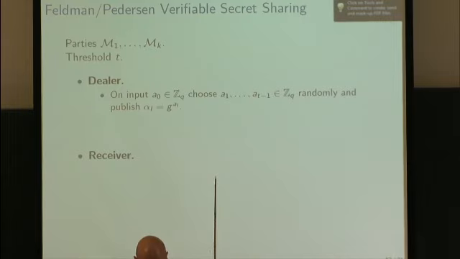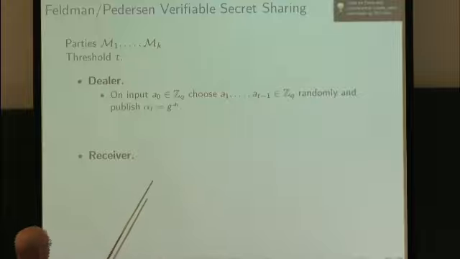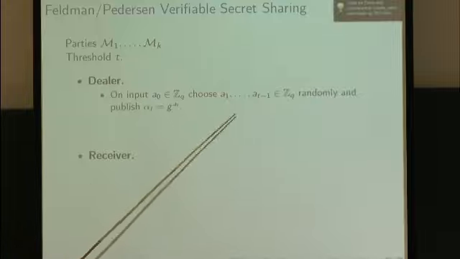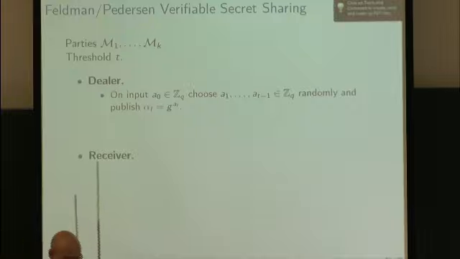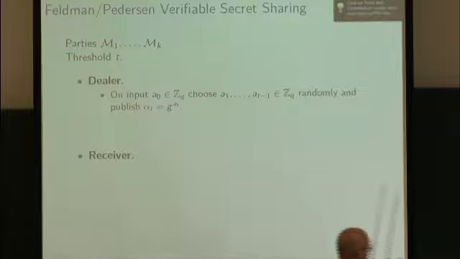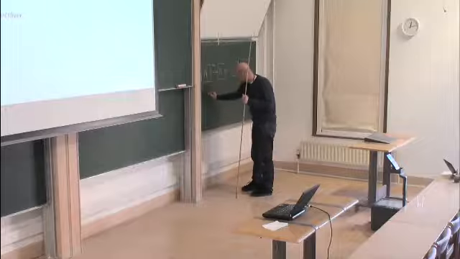Okay, so the dealer gets some input, a_0, and then he picks some other inputs randomly, and then he publishes some checking elements. I'm going to make a picture here, I think. No, apparently not. So you have the dealer.